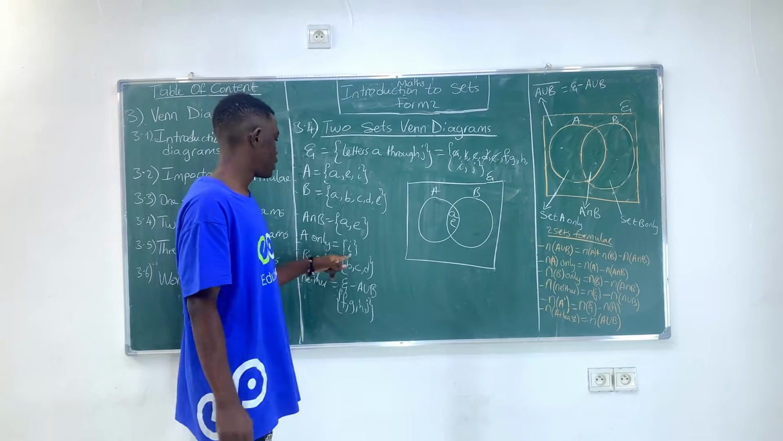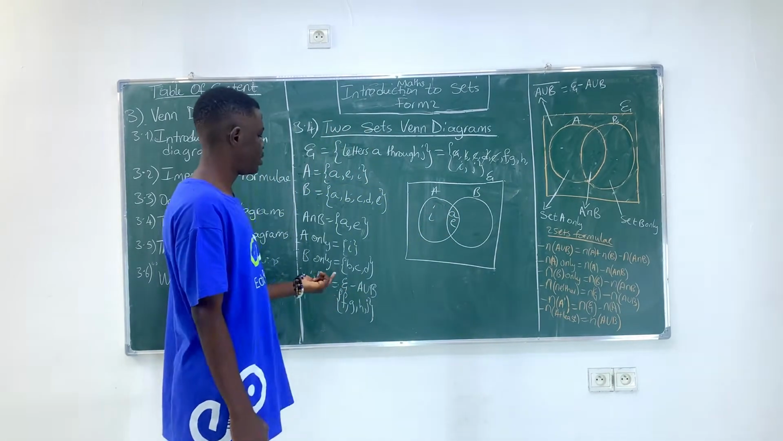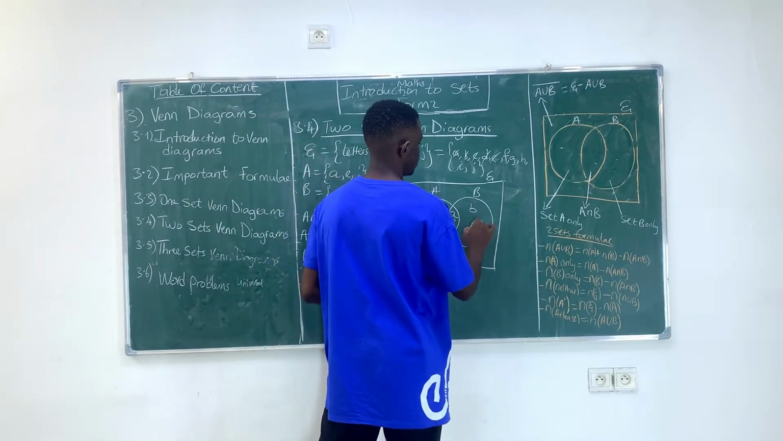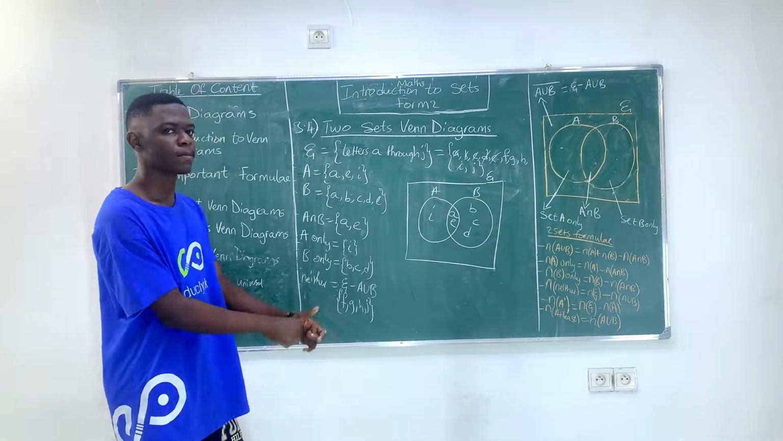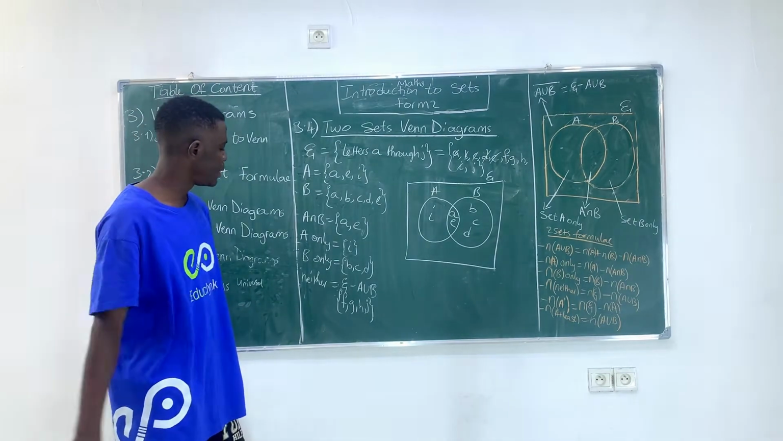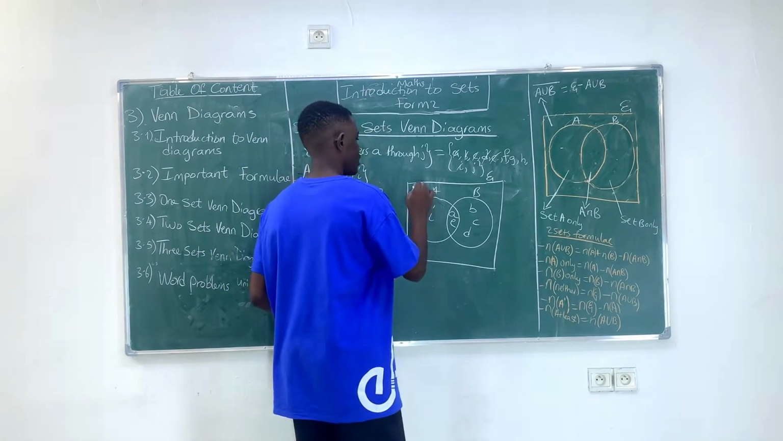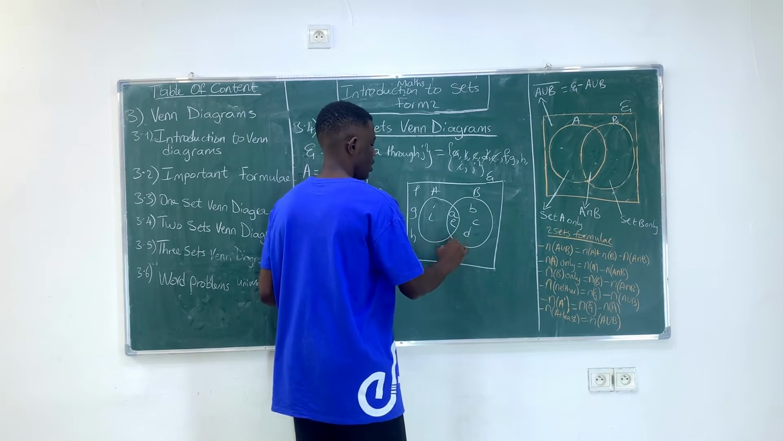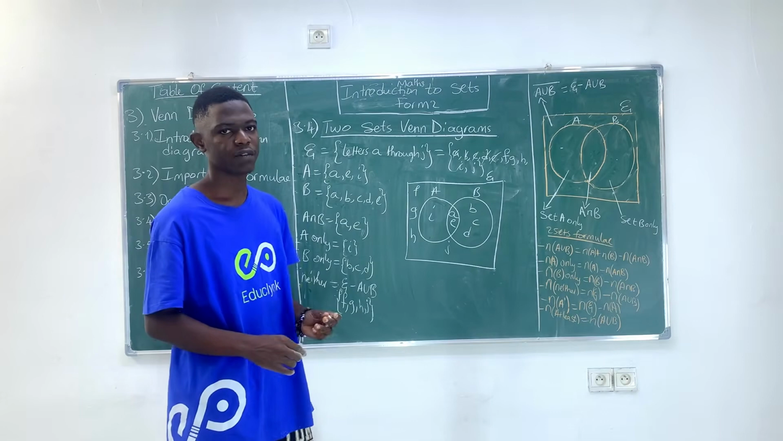My A only is E, I. My B only is B, C. And my neither is F, G, H, J. F, G, H, and J. And that is all for that Venn diagram.